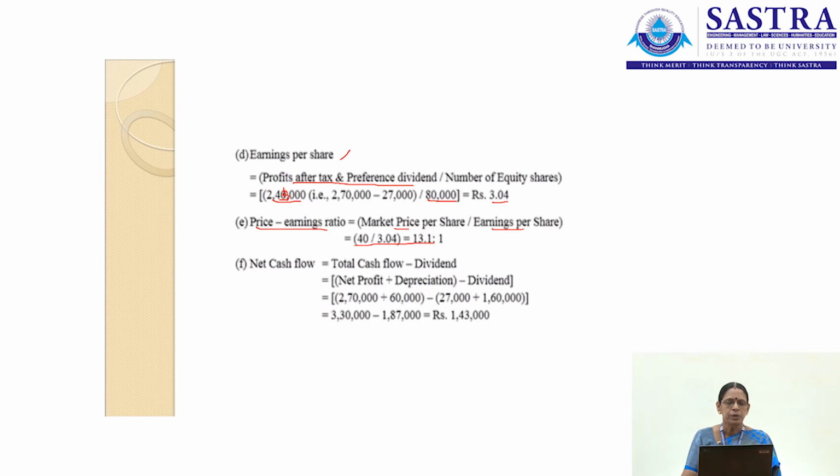Net cash flow. Total cash flow minus your dividend. Total cash flow is net profit plus depreciation. Why is this depreciation added? It is a non-cash item. No flow of funds is there. So, we are adding the depreciation back to the net profit. So 2,70,000 plus 60,000 minus your dividend. Dividend here means preference dividend and also your equity dividend. So 3,30,000 minus 1,87,000 is 1,43,000. So this is the net cash flow for the company.